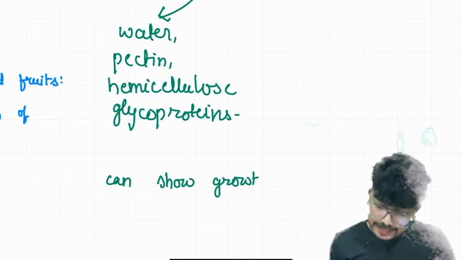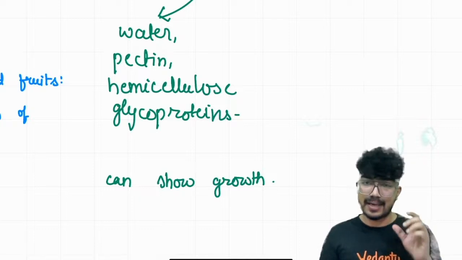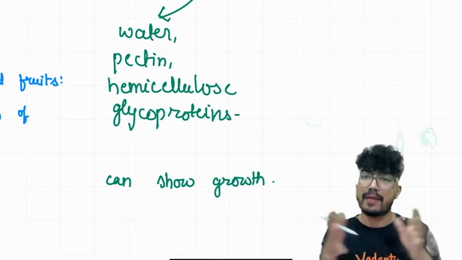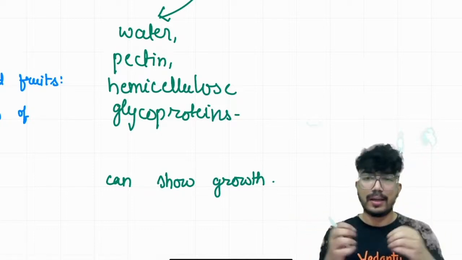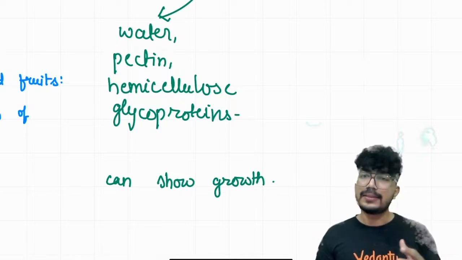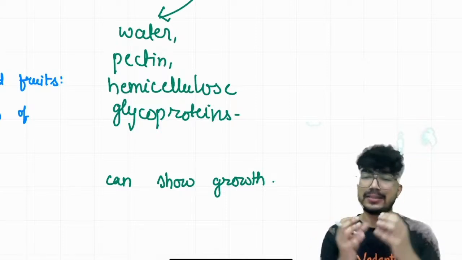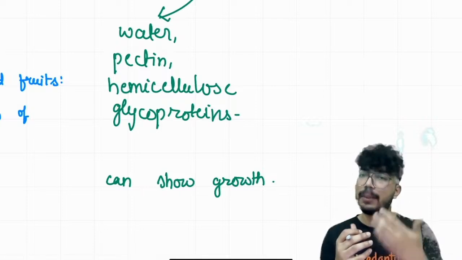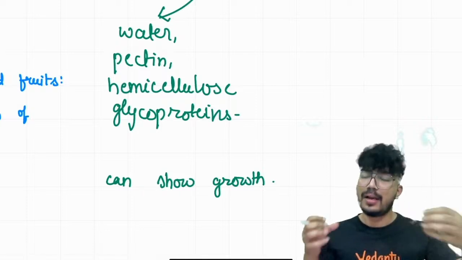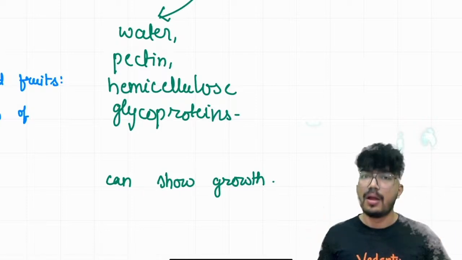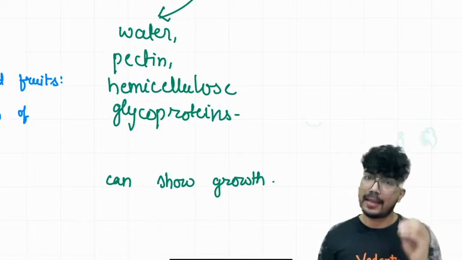Right? That means only the young cells, the meristematic cells, the cells having the capacity to grow, to get elongated. So these cells only have the primary cell wall, so that as the size of the cell increases, more and more substances can be deposited to the cell wall, increasing its length, increasing its size. So the primary cell wall can show growth.